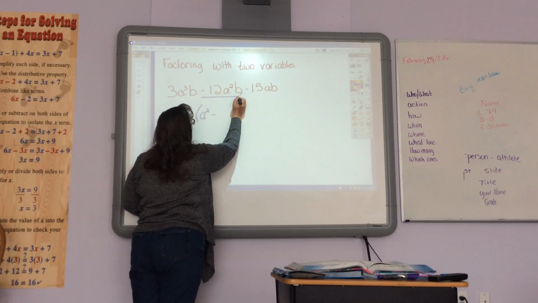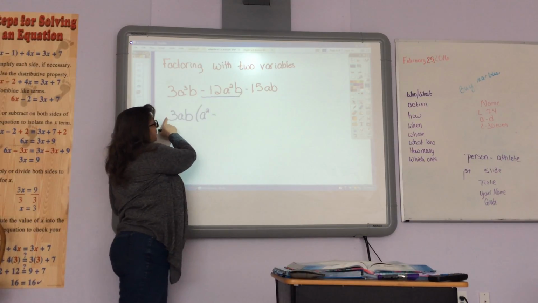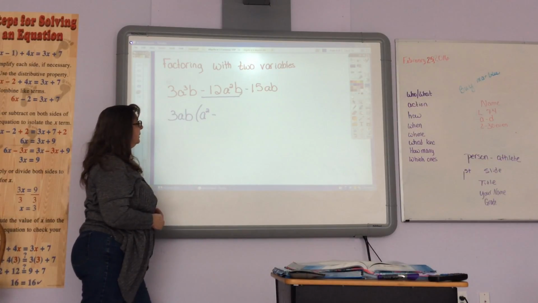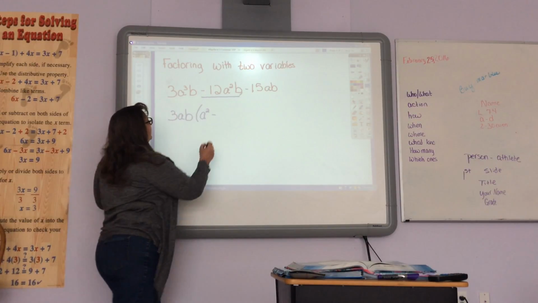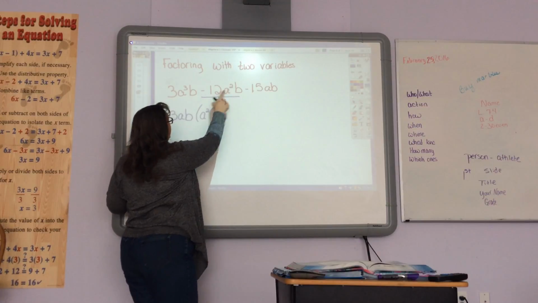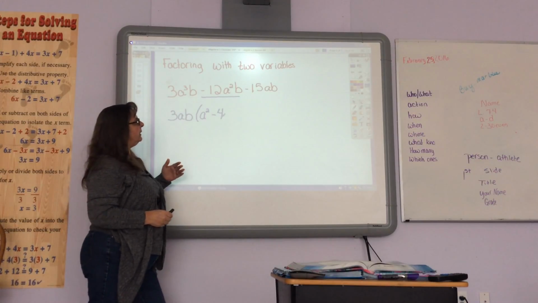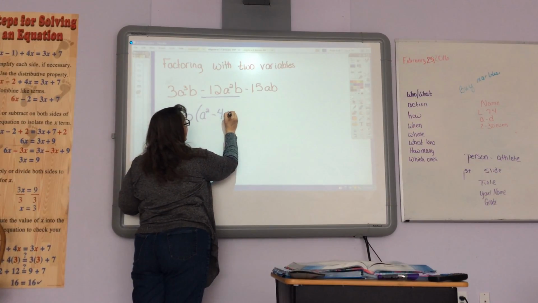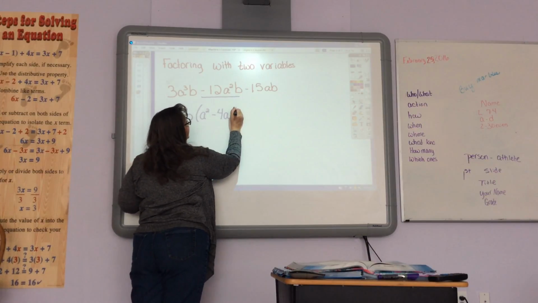If I look at this as a negative 12, I have a negative divided by a positive. That's negative. 12 divided by 3 is 4. A squared divided by A, subtract the exponents, 2 minus 1 is 1. That's A. B divided by B is simply 1.